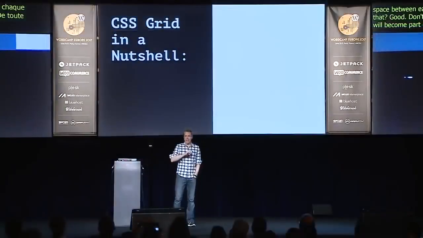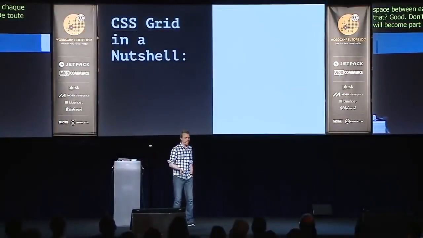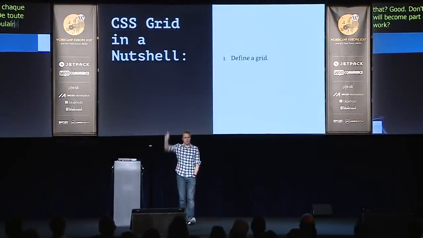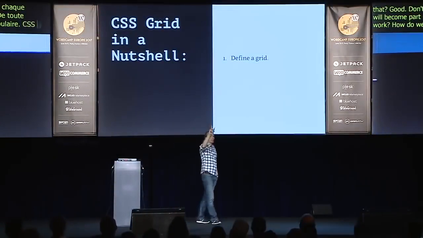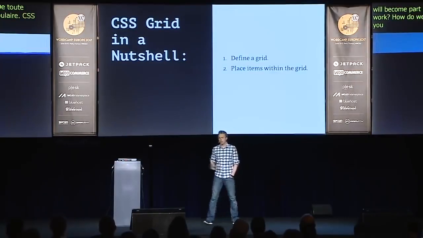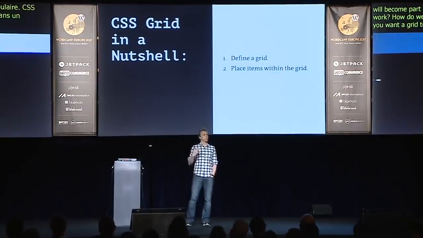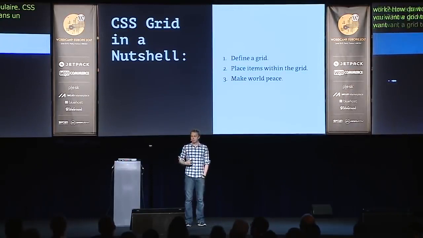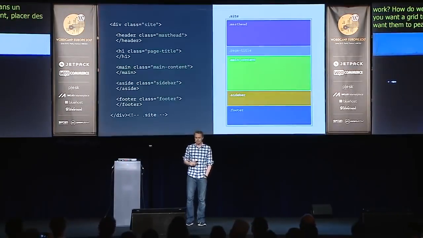Good. Don't worry, these slides are online. You can go look at them later. And this will become part of your vocabulary anyway. So, CSS Grid in a nutshell. How does this actually work? How do we apply it today? Number 1, define a grid on an element where you want the grid to appear. Number 2, place items within that grid where you want them to appear. Number 3, make world peace. That's all there is to it.